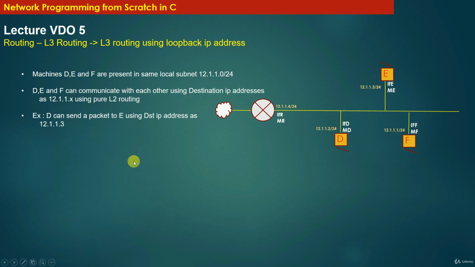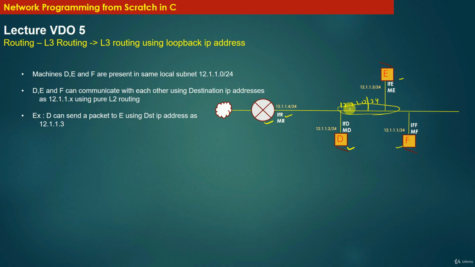So I am discussing one more routing example here in order to make the point clear. In this diagram you can see that machine D, machine E and machine F, all the three machines are present in the same local subnet. And what is that subnet? The subnet is 12.1.1.0/24. That is this subnet, right? Including the L3 router, which also shares the same subnet on interface IFR.